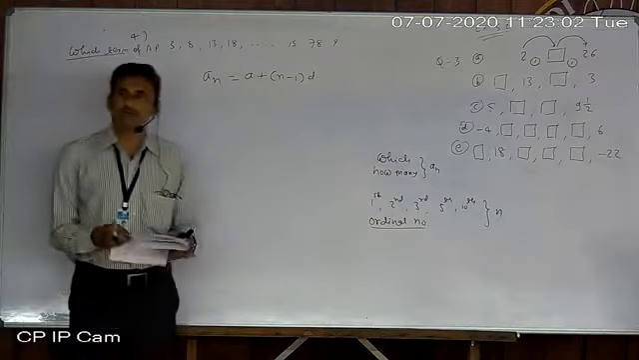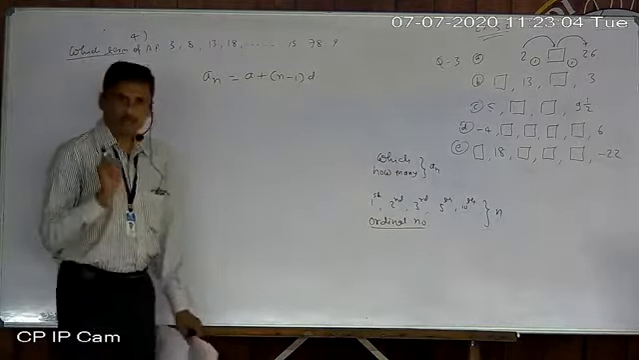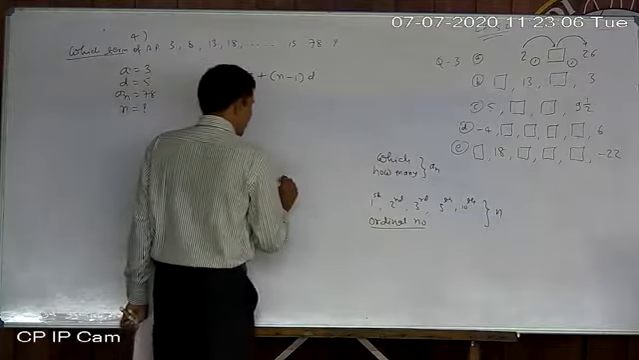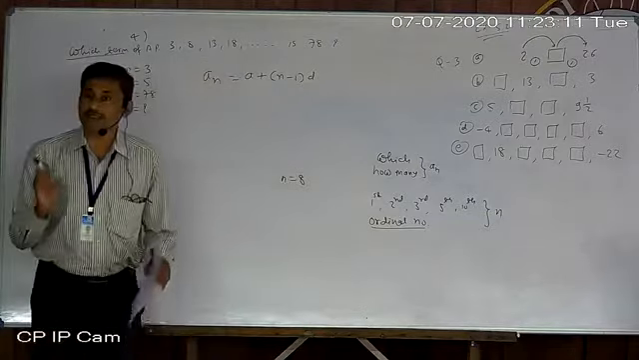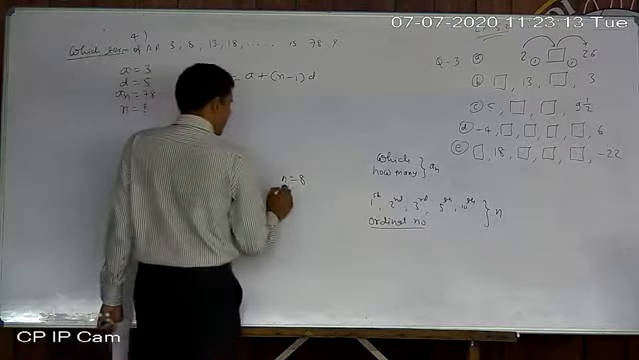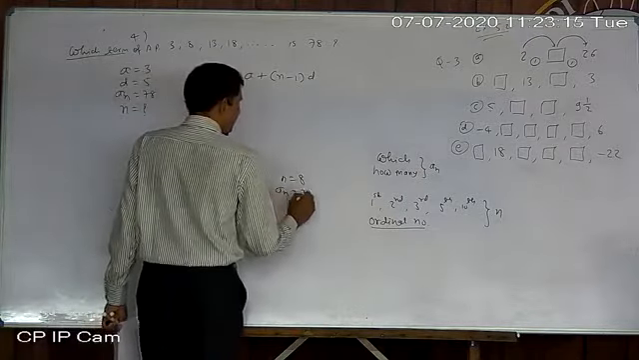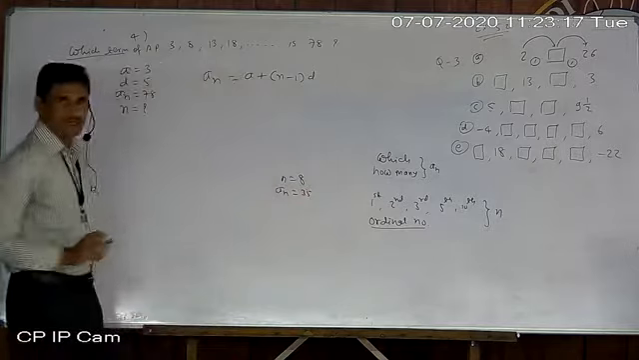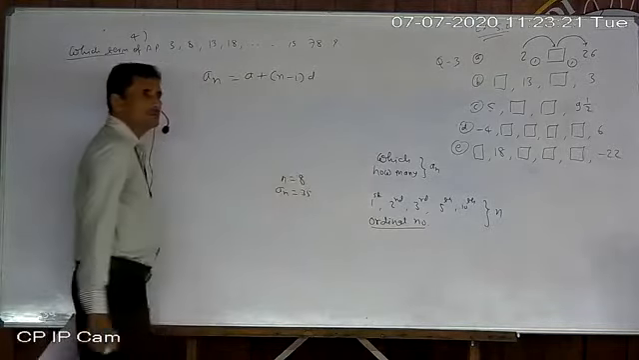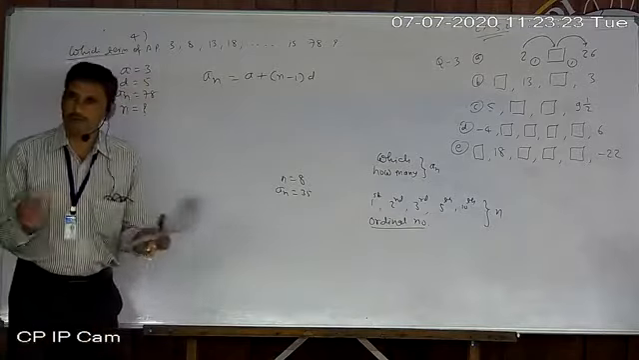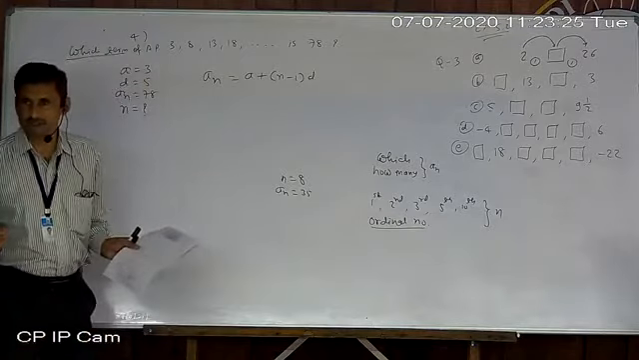Okay, so understand the difference between n and an. Suppose your roll number is 8, then n equal to 8. Suppose you got marks 35, then an equal to 35. You understand? This is your value and this is your location. So location and value are both different things. Okay.